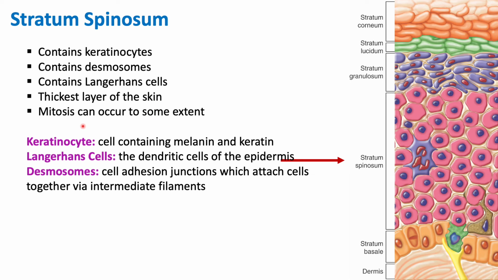Now, within the stratum spinosum, we can also see mitosis occurring to a certain extent. So essentially mitosis, which is the division of cells, so we're producing cells, mainly occurs in the stratum basale. But in the lower levels of the stratum spinosum, we can also see mitosis occurring. But as we move up, mitosis is no longer able to occur. So in the stratum basale and the lower levels of the stratum spinosum, we can see mitosis and more cells being produced, which will move further up to the stratum corneum.